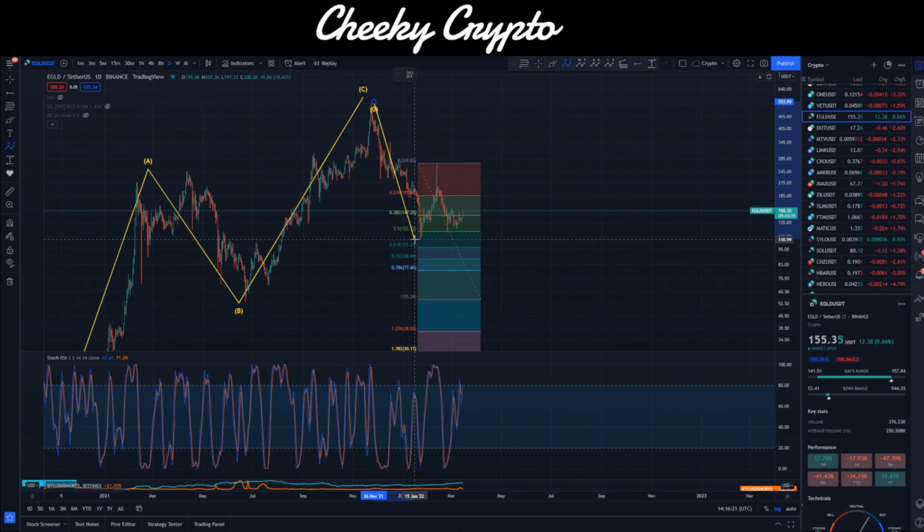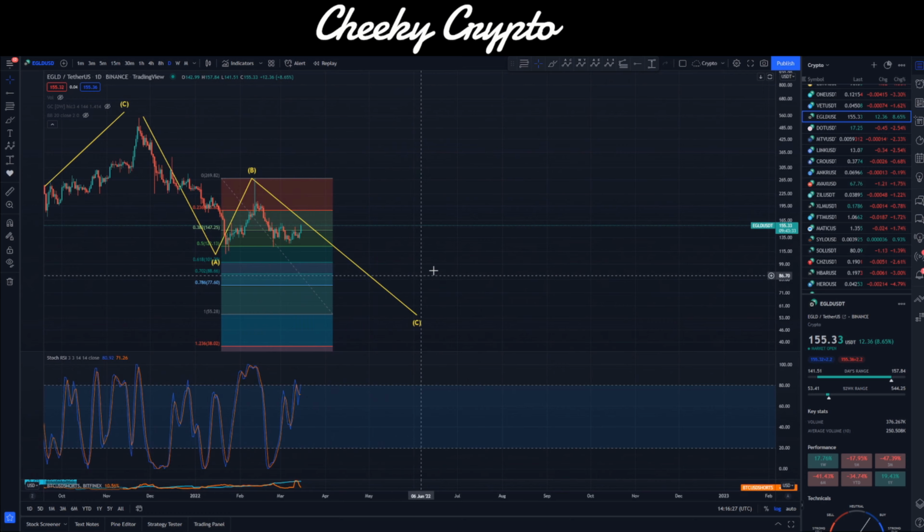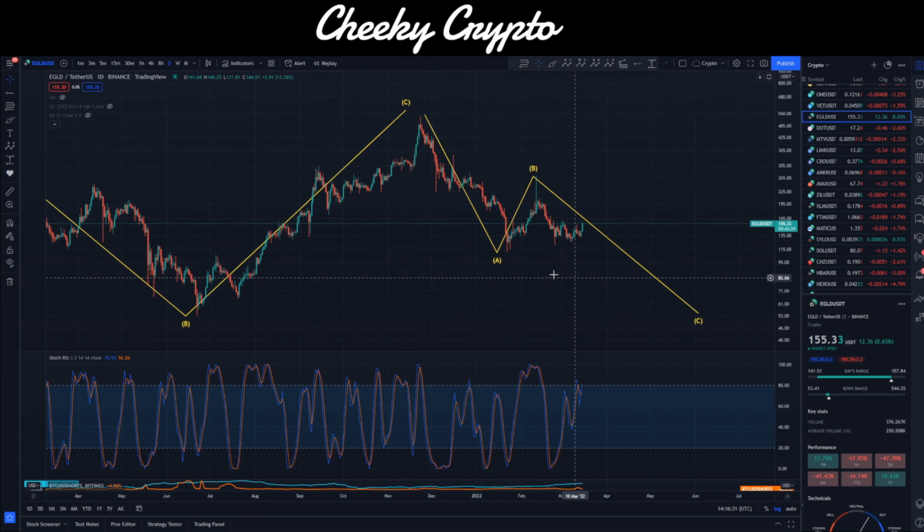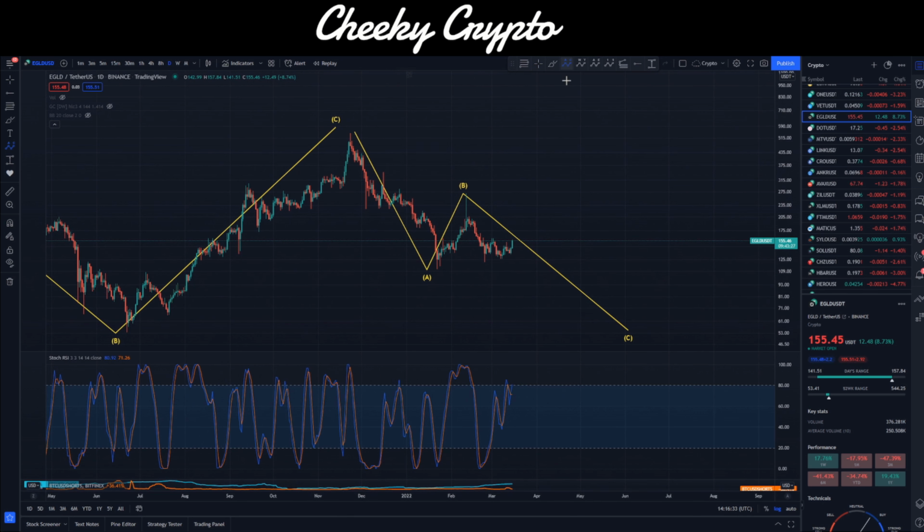We can count this as an A, a B, and a C wave that has yet to come in. That would be about $55 for Elrond. Alternatively, if we remove that fib, and we just have that as an option here, we could also articulate this move here as an ABC move.